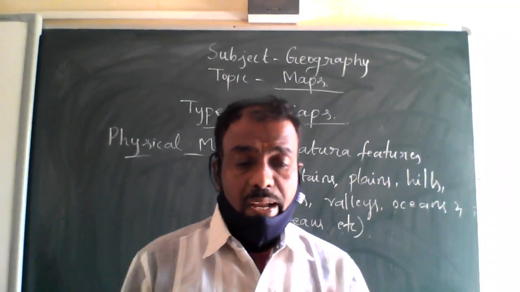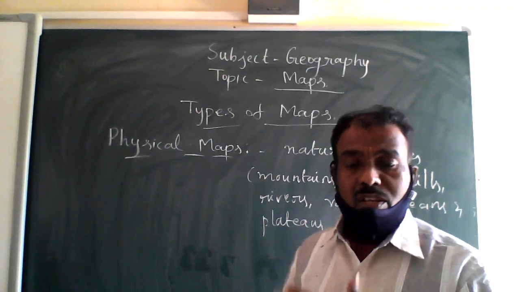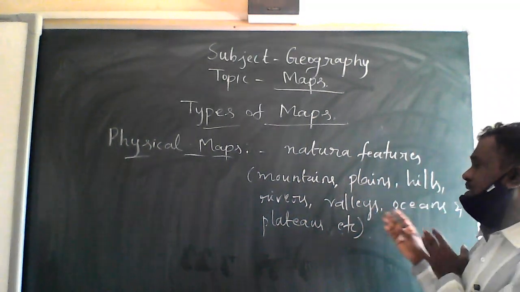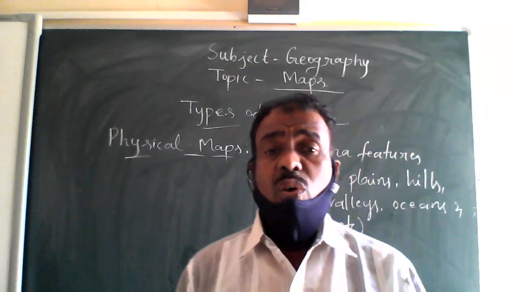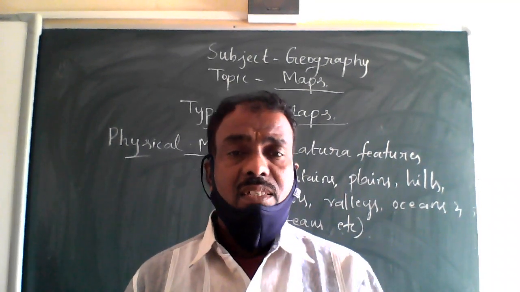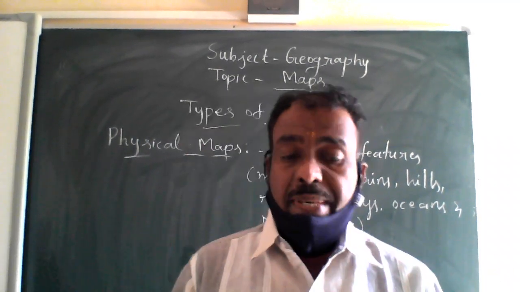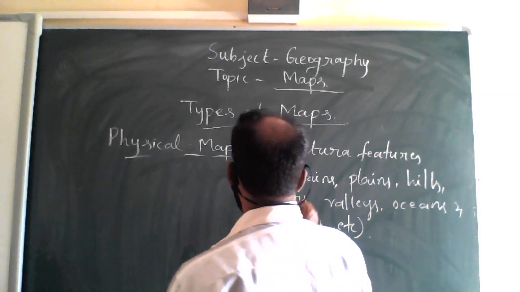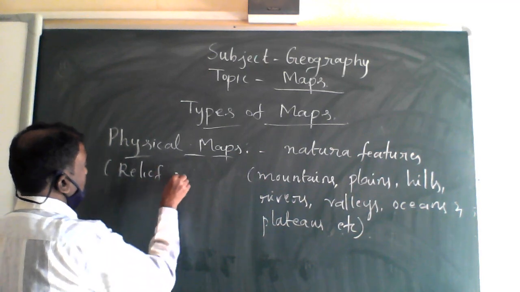So here in these physical maps, they are showing natural features of our earth such as mountains, plains, hills, rivers, valleys, oceans, plateaus, and even the desert. So the various relief features or physical features are shown. So that's what, dear students. This is called physical maps, and this is also called relief maps.